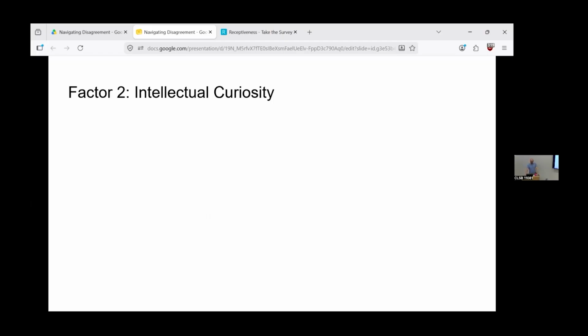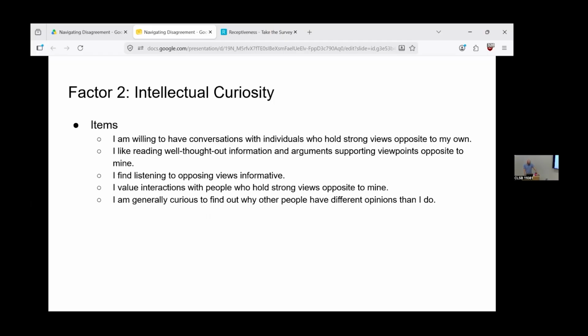All right, factor number 2 is intellectual curiosity. This had 5 items. So, I mean, it basically is the title: are you curious? Do you find listening to opposing views informative? That kind of thing. So if you scored low on intellectual curiosity, any suggestions for how to mitigate the impact of this factor?